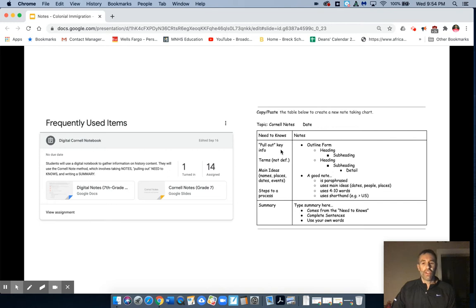Clear out everything you don't need. Get rid of all this. Get rid of all the stuff in the notes section, all the stuff in the summary section. Leave summary, leave need to knows, leave notes. And then you can start taking these notes today.